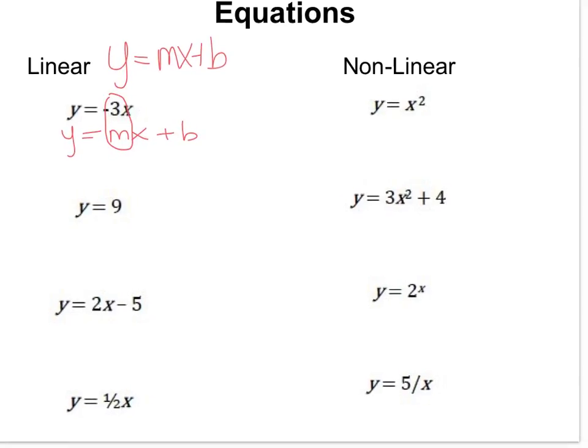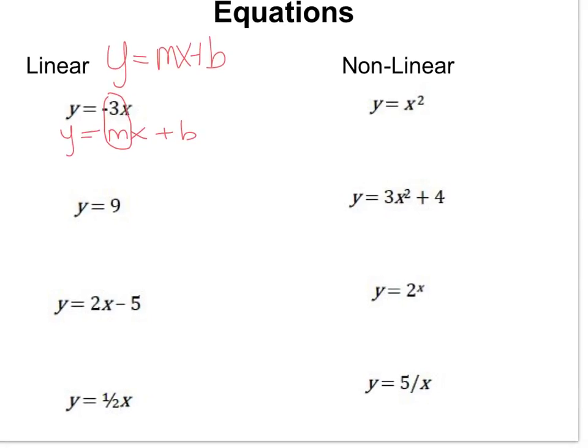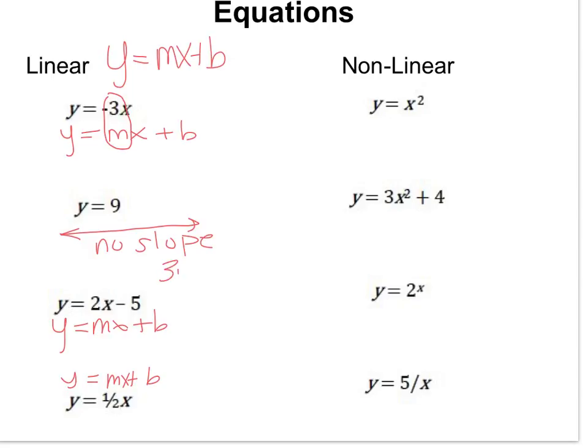So here, we know that this is a horizontal line that has no slope. So that's a linear function. This can be put in that form, y equals mx plus b. And this could be put in that form, y equals mx plus b. We could have something like this, 3y is equal to 2 minus 5x. That still can be put in that form, y equals mx plus b. The y and the x are separated, so this is a linear function as well.